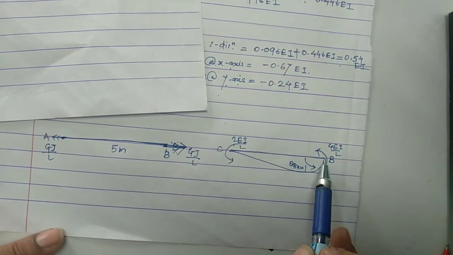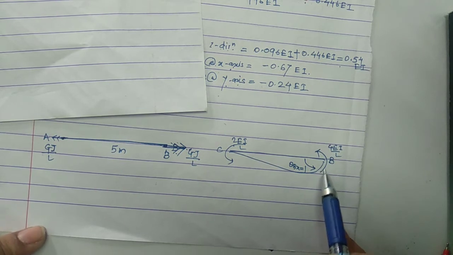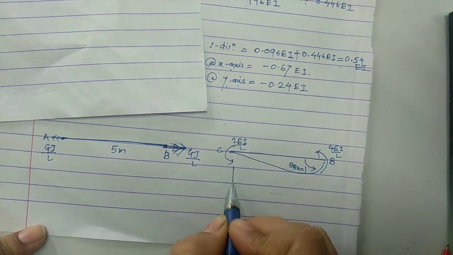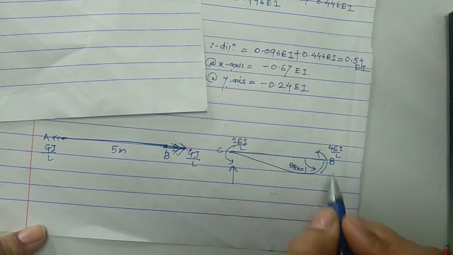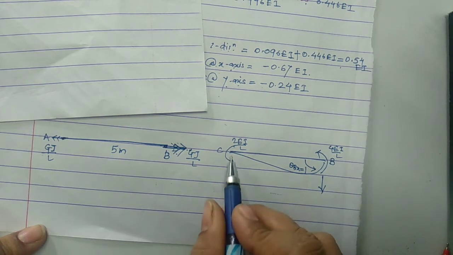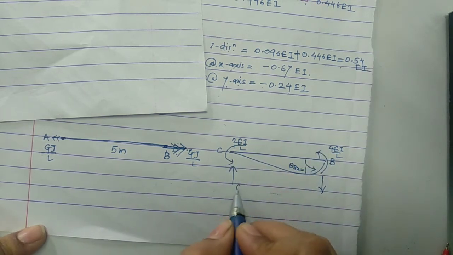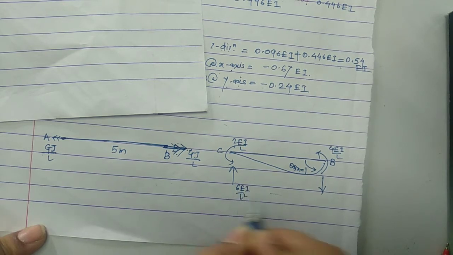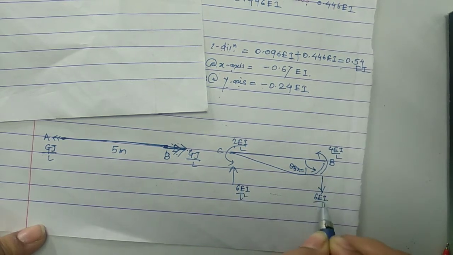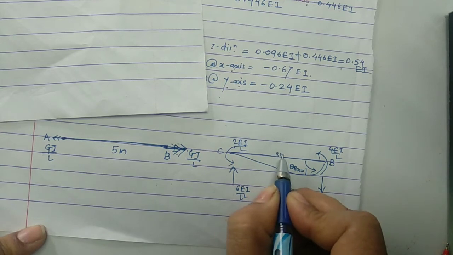While for CB member, if you see these moments 4 EI, 2 EI upon L, they are in anti-clockwise direction. So the reaction couple will be in clockwise direction. So at C it will be upward, at B downward. Magnitude 6 EI upon L square, addition of moments divided by span. So span is 3 meter.